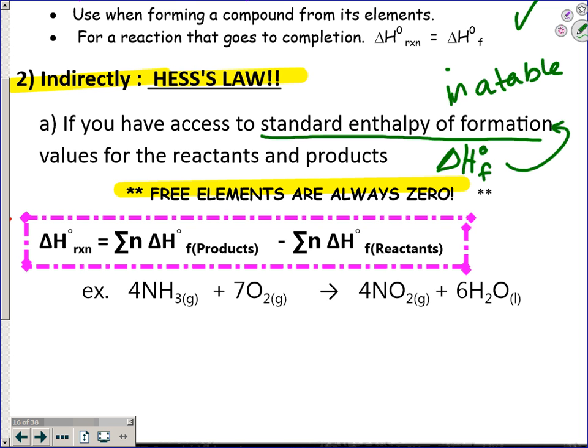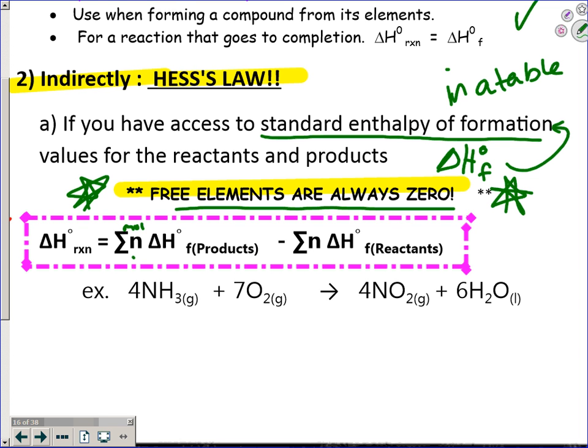The sum, so sigma is sum, of the moles of the products' delta H of formations, minus the sum of the moles of the reactants' delta H of formations. And anytime you have a table with all these standard enthalpies of formation given to you, they likely will not give you the enthalpy of formation of any single elements. They won't give you any single elements because they want you to know that free elements are 0 kilojoules per mole, meaning they don't have a standard enthalpy of formation.